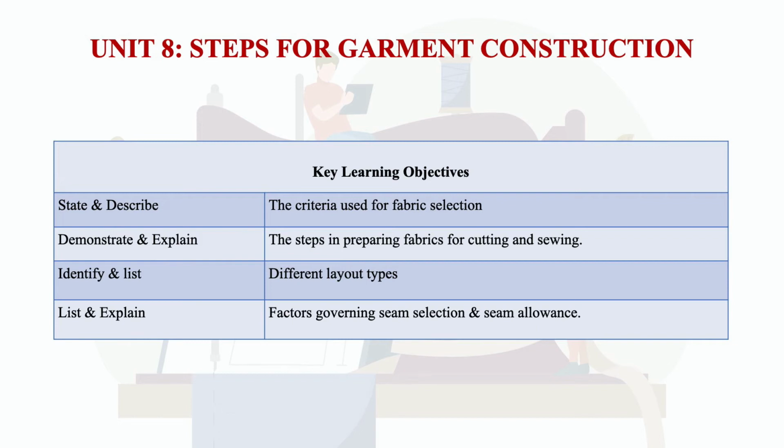Then you can identify and list different layout types. The layout of a fabric before construction of a garment is very important to minimize the wastage of fabric. So you can know the importance of layout. There are different types of layout we use, you can know them. And lastly, you can explain the factors which govern the seam selection.